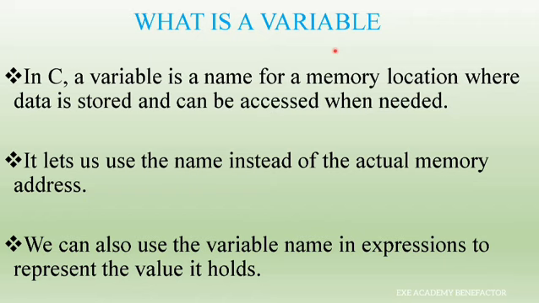So what is a variable? In C, a variable is a name for a memory location where data is stored and can be accessed when needed. A memory location will be used where we store the data and access it when needed, but a name will be given. That name is called a variable. So it lets us use the name instead of the actual memory location.